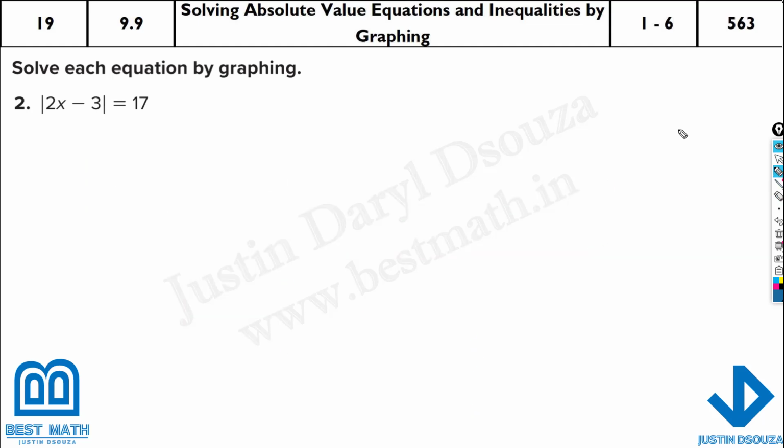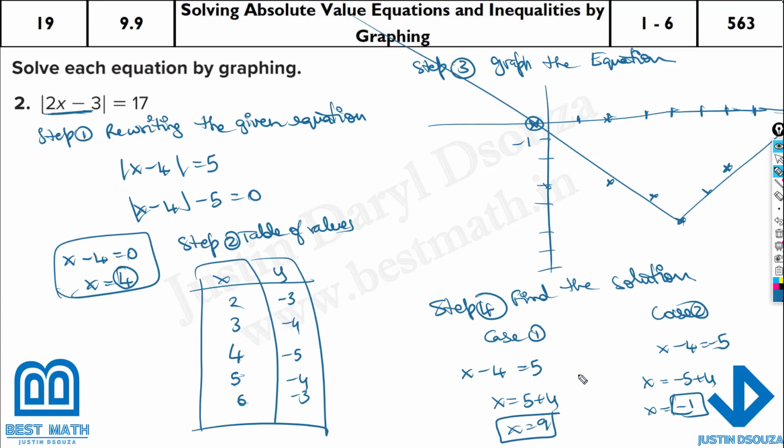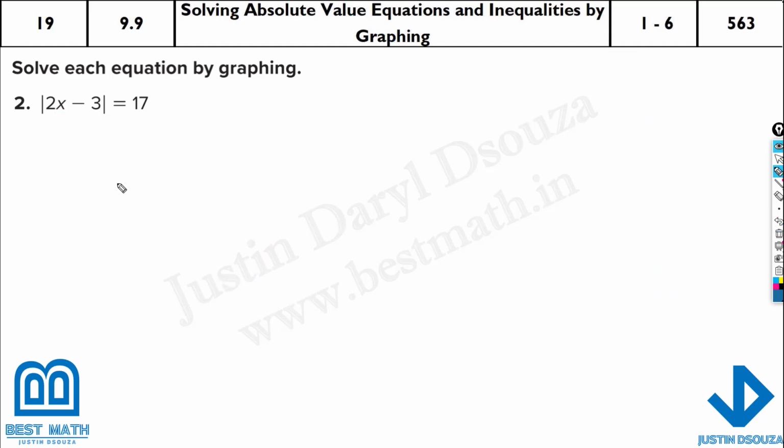How about this problem? Same thing. I'm not going to do it in detail. You need to remember these detailed steps. I'm just going to quickly run through it. So the equation is going to be |2x minus 3| minus 17 equals 0. That's step 1. Step 2 is to focus on which is the point in the middle of the table of values. This is the table of values, sorry.